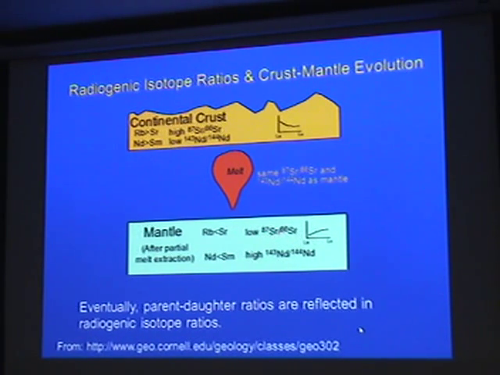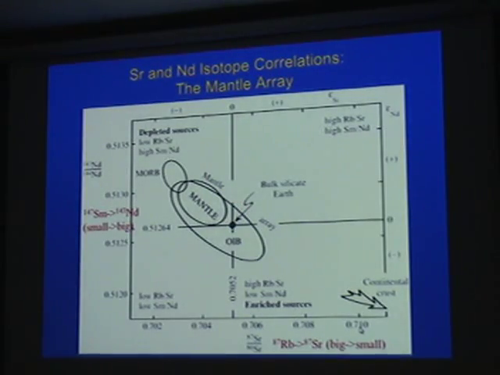It has low strontium 87/86. 87 is the radiogenic daughter to rubidium 87, and it'll have high neodymium. And so these are complementary. So if there was a fractionation that formed different reservoirs, isolated over long periods of time, you should see an inverse correlation between those two isotopes in the rocks. And this is the characteristic mantle array.